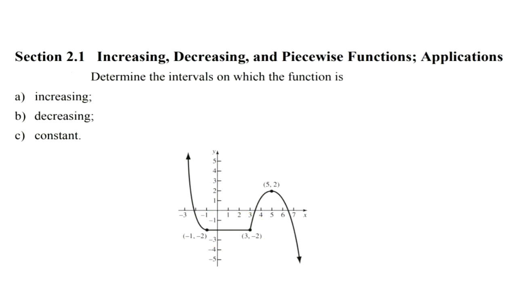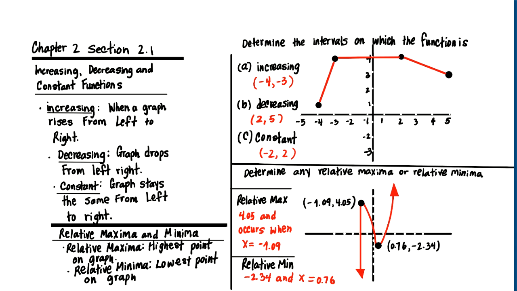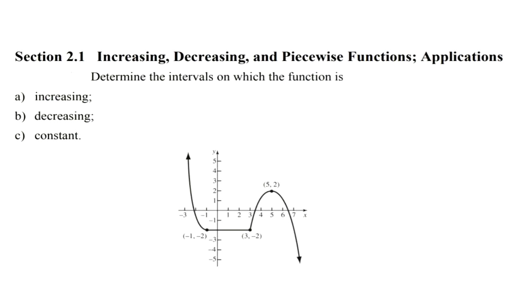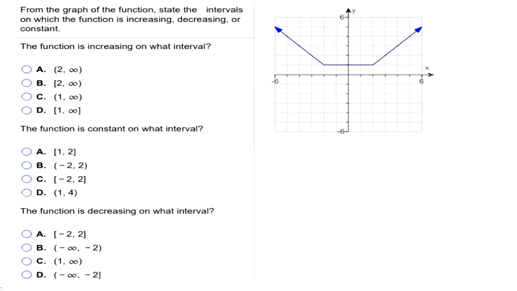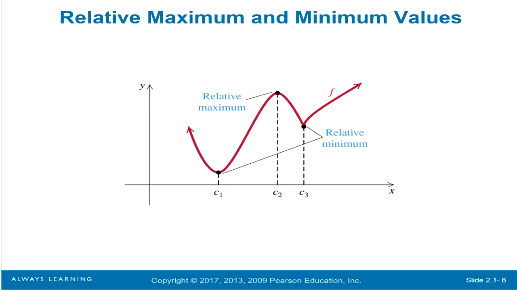Okay, so now I want to look at relative maxima and minimum. Your relative maximum and your minimum values. Your relative max is like your highest point on the graph. So this is your highest point. That's your relative max.